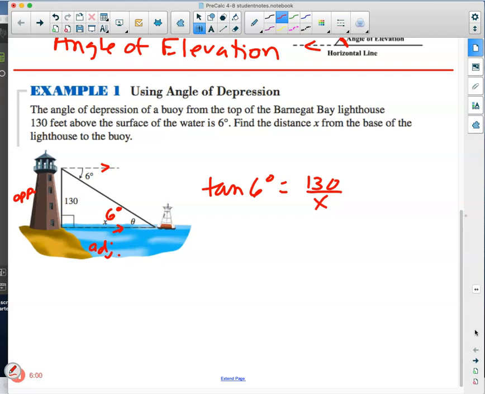So whatever we're solving for can never be in the denominator, and the first thing we would do is multiply both sides by x to get it out of there. Or you could put a 1 under the tangent here and think of it as a proportion and cross multiply. Either way, you get the same thing. And then we divide both sides by the tangent of 6 degrees to get x.